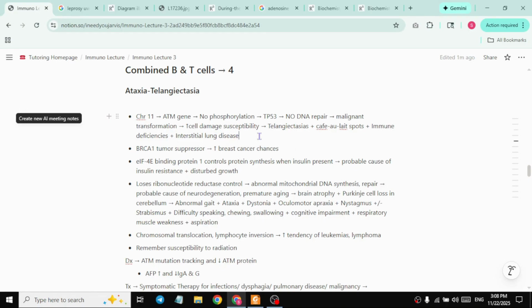Now, eventually, what's going to happen? You see the physical manifestations, telangiectasias. You might start to see cafe au lait spots. This is a very subtle thing, but they might throw it in there. You will definitely see immune deficiencies because of T cell involvement. You might start to see lung disease as an extra part of it.